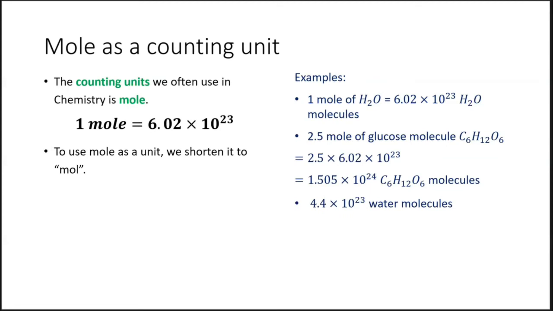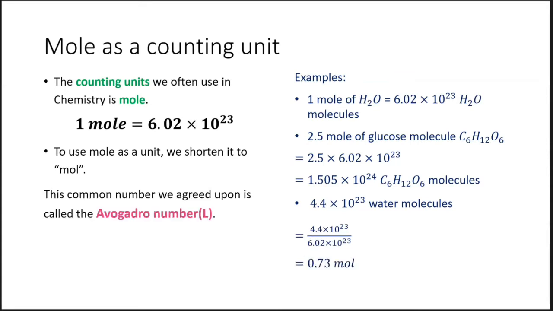4.4 times 10 to the power of 23 water molecules. God knows how they actually count that many water molecules. Anyways, if we want to count that in mole, we just need to divide by the number that we all agree upon, which is 6.02 times 10 to the power of 23. So the common number that we all agree upon is called the Avogadro's number.